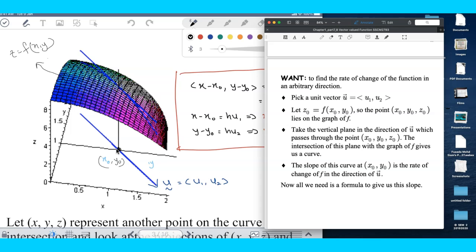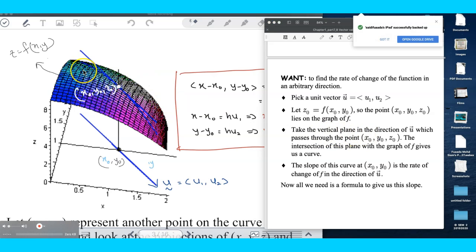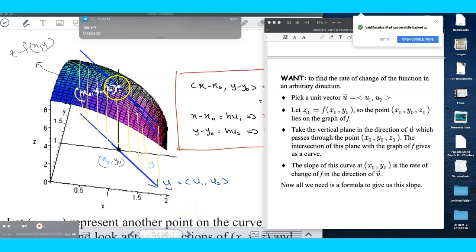So here we have the point (x not, y not, z not), the point on the surface. Then we take a vertical plane, in the direction of u, which passes through the point (x not, y not, z not). So this is the plane. The intersection of this plane, the yellow one here, and the function z will give you a curve.